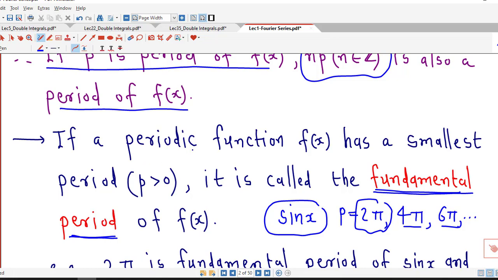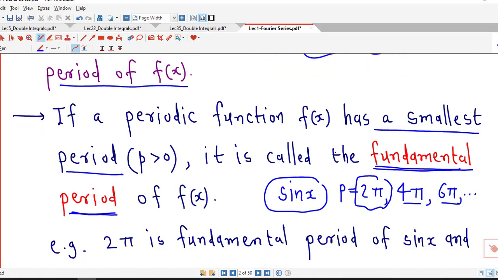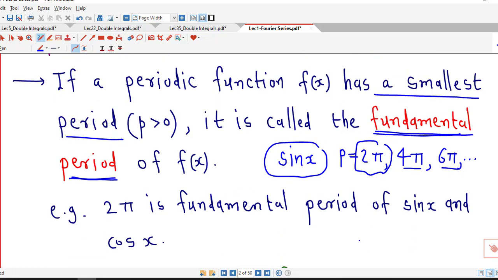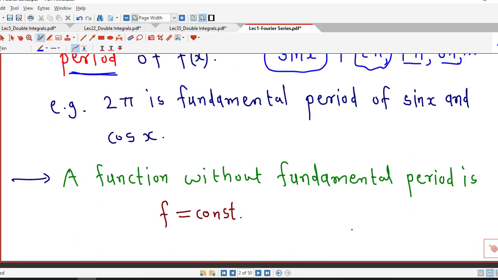So if a periodic function f(x) has a smallest period p, then that period is called the fundamental period of f(x). So 2π is the fundamental period of sin x as well as cos x.